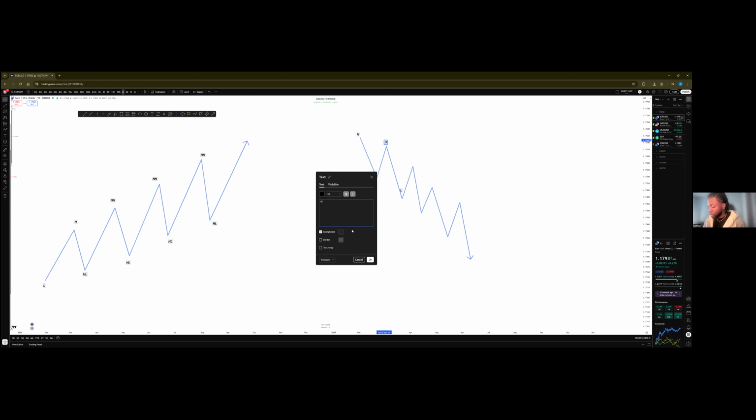And as we've said before, why is it a lower high? Because this high is lower than this high. So it becomes a lower high.